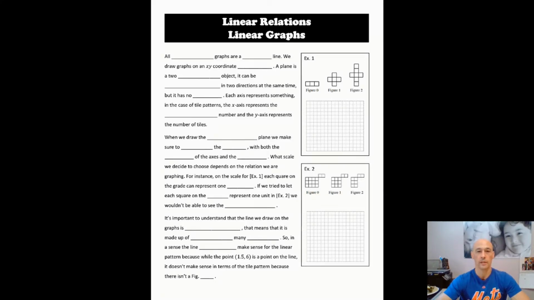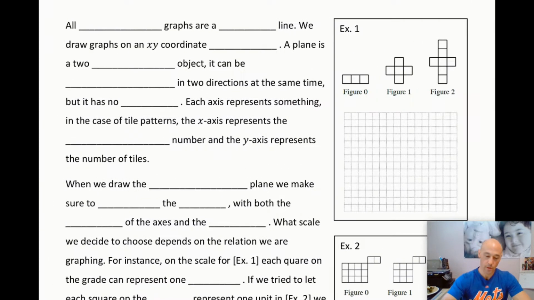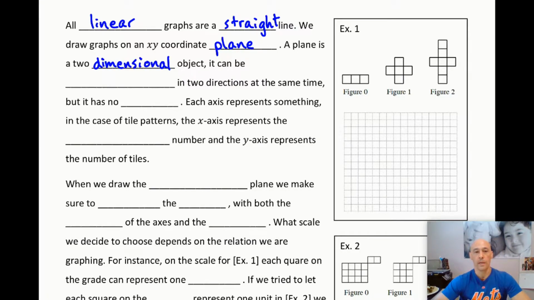Linear relations, linear graphs. All linear graphs are a straight line. We draw graphs on an XY coordinate plane. A plane is a two-dimensional object. It can be measured in two directions.